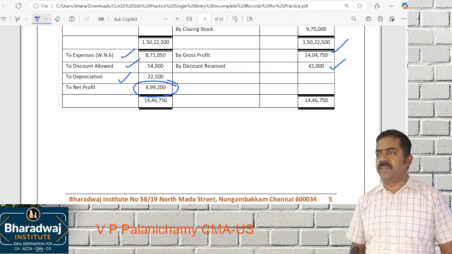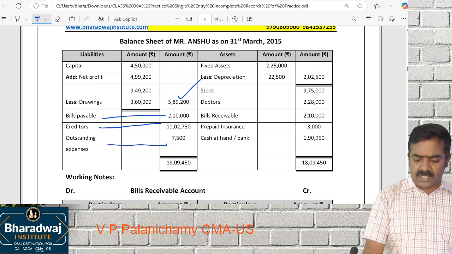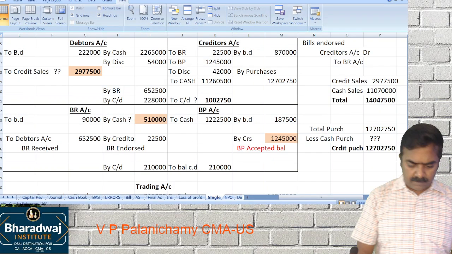Opening capital, add net profit minus drawings, we get closing capital. Bills payable, closing balance. Creditors account closing balance came. Outstanding expenses given in the last line of the question. Fixed asset minus depreciation. Closing stock, debtors, bills receivable, everything is given in the last line. And the prepaid insurance. What is a prepaid insurance? On the 9,000 into 4 by 12.